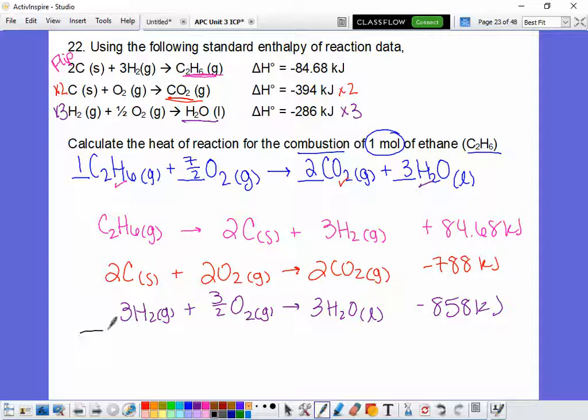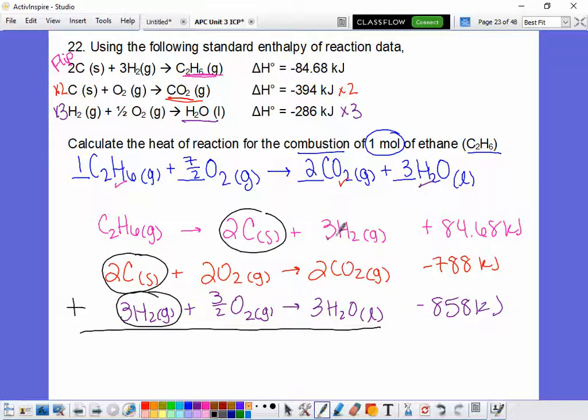We're going to add up my 3 reactions to make sure that I manipulated everything correctly before I add up my delta H's, as a final check to make sure that what I did will give me my goal equation. And if it doesn't, then I go and figure out what I did wrong. So, do we have anything that's going to cancel? Yes, what's going to cancel? The carbon and the H2. Those two things are going to cancel.